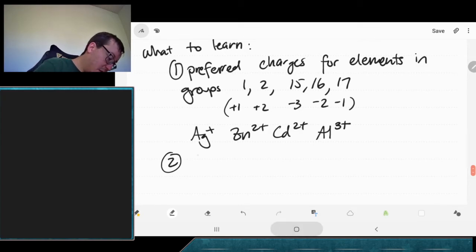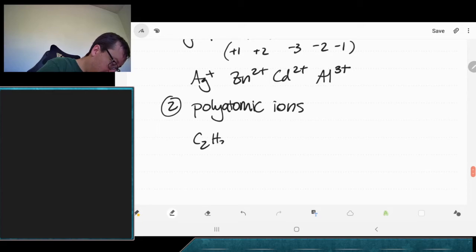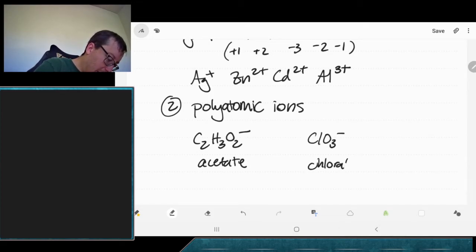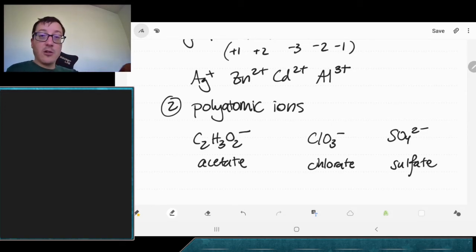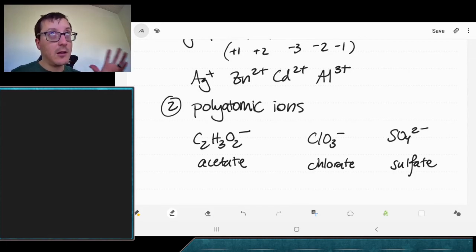You're also going to want to learn your polyatomic ions. For example, you'll want to learn that this one is called acetate, this one is chlorate, and this one is sulfate. You'll want to learn all of these. You want to be able to understand the name and the formula, along with the charge, of any given ion.